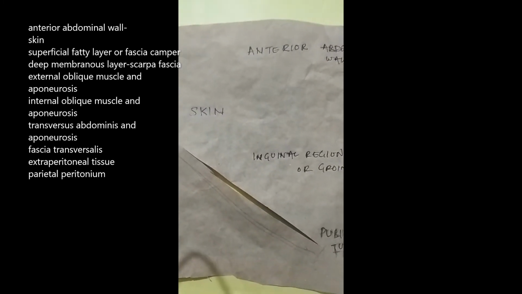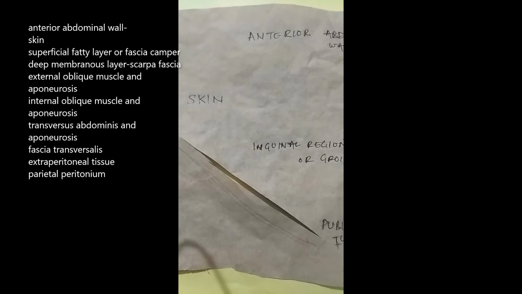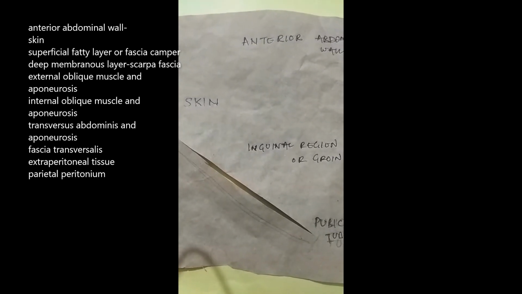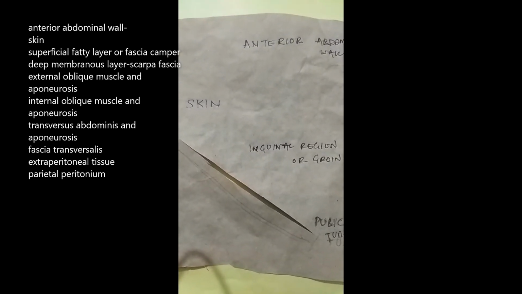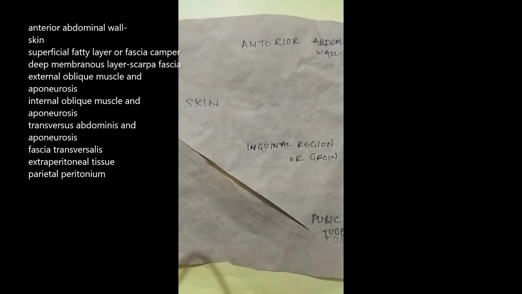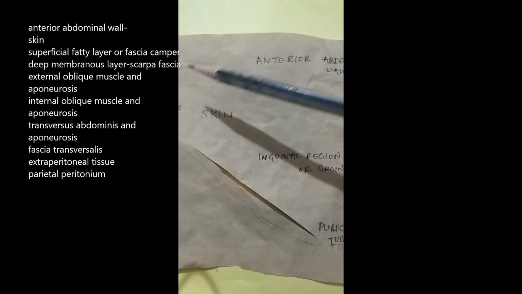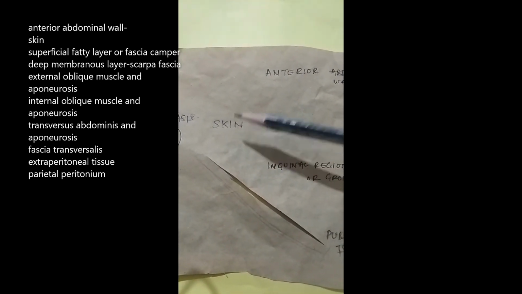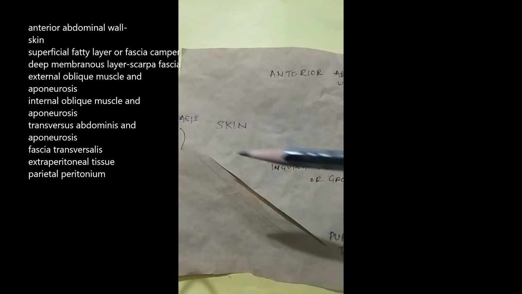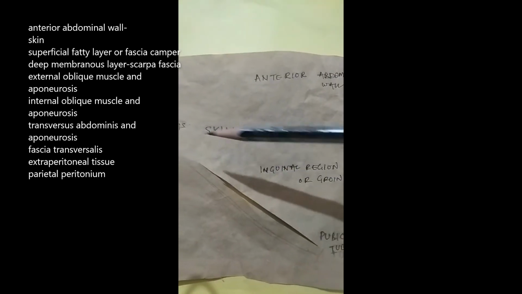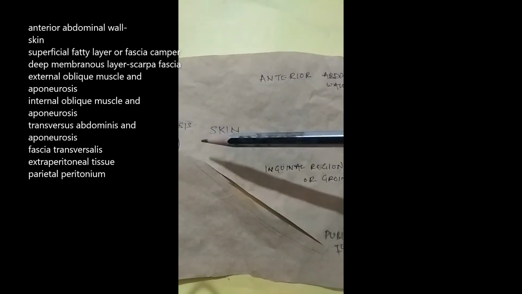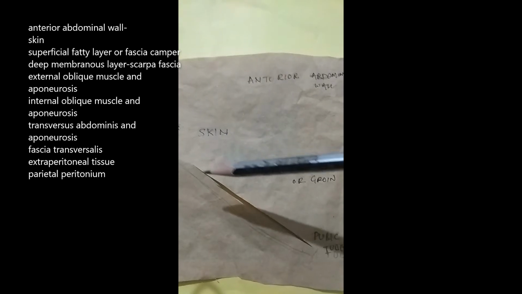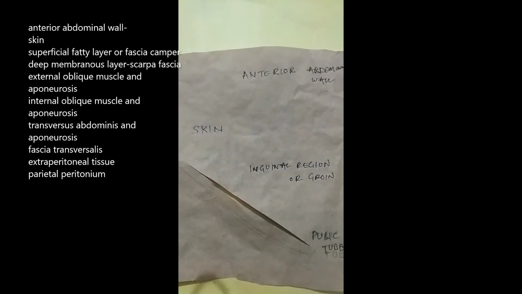To know the anatomy of the inguinal region, we have to understand the layers of the inguinal region. Suppose this is the anterior abdominal wall. First layer is skin. We have to draw an imaginary line from the anterior superior iliac spine to the pubic tubercle. That forms the inguinal region or groin. From the inguinal region to the scrotum, that is called the inguinoscrotal region.